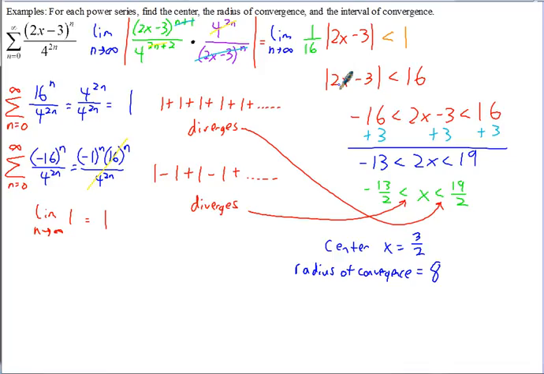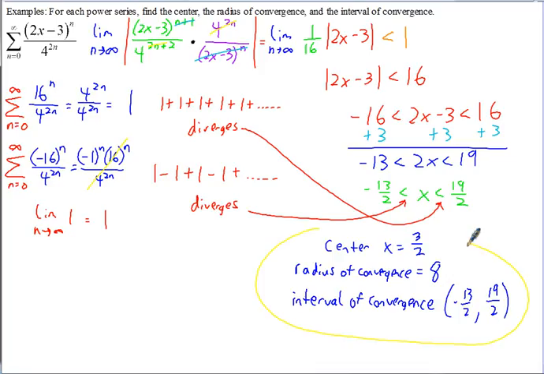And then the interval of convergence would be parentheses on both of them this time because it diverges at both of them. Negative 13 over 2 to 19 over 2. And that concludes the notes on the topic of power series.